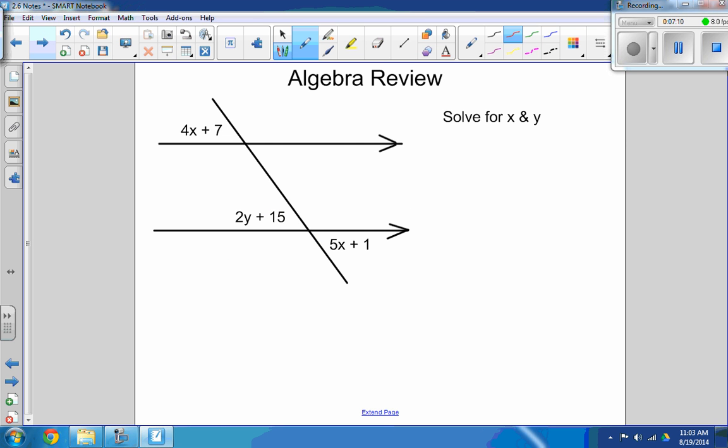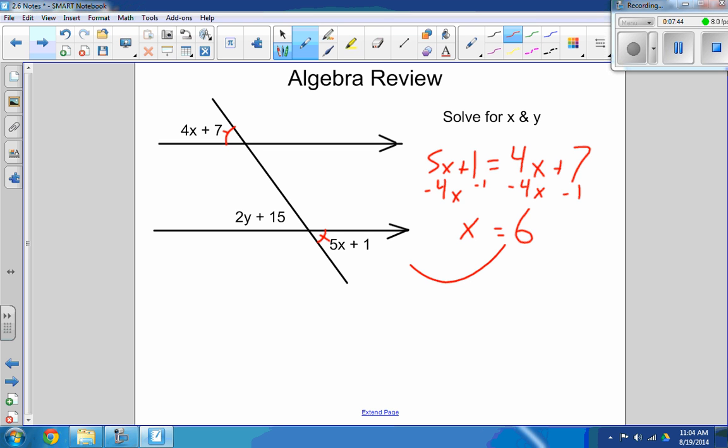Let's look at a little bit of algebra review. So here we go. We've got some parallel lines. Let's use some of that new knowledge we've gained in the idea of parallel lines. These angles are congruent because they are alternate interior angles. That means I can set them equal to each other and solve. So I get 5x plus 1 equals 4x plus 7. Subtract 4x, subtract 1, I get x equals 6.